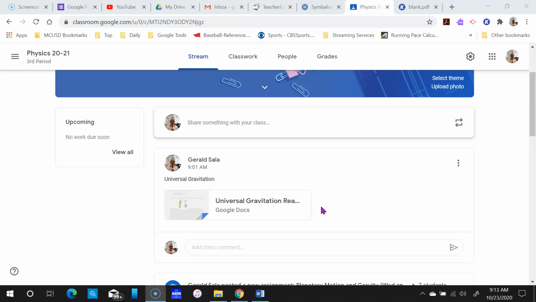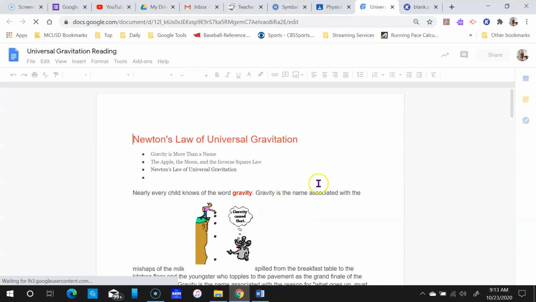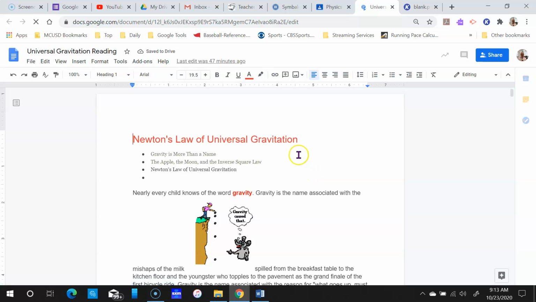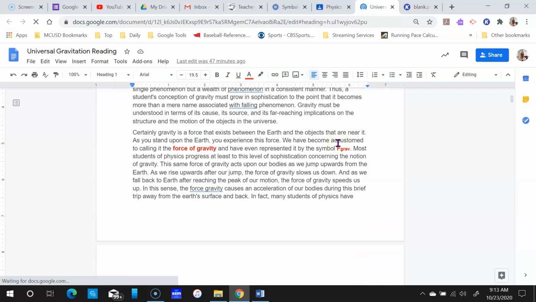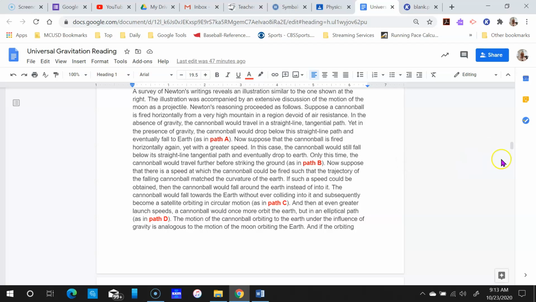Today and the next few days, we're going to focus on universal gravitation. This is the reading that you want to use as you make your way through the worksheet for the multiple choice and the true false questions.